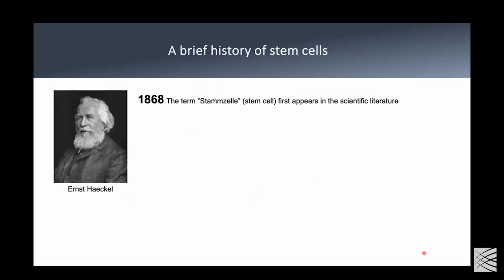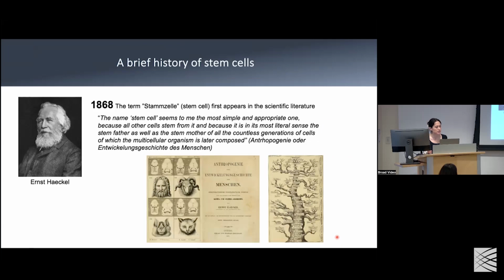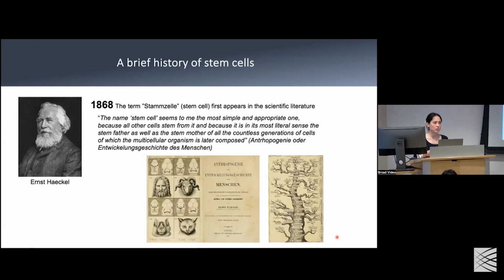So the term stem cell actually first appeared in the scientific literature in 1868, and it's credited to a German scientist, artist, and philosopher named Ernst Haeckel. And he said the name stem cell seems to be the most simple and appropriate one because all other cells stem from it. And because it is in its most literal sense, the stem father as well as the stem mother of all the countless generations of cells of which the multicellular organism is later composed. And so it was recognized quite early that there were cells that had the capacity to generate all of the diverse lineages of an organism.